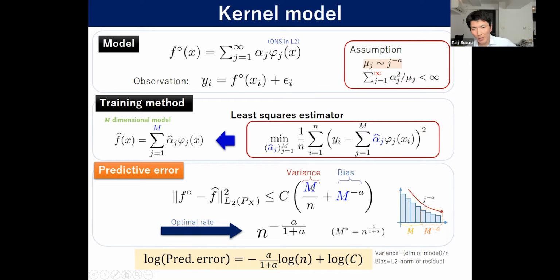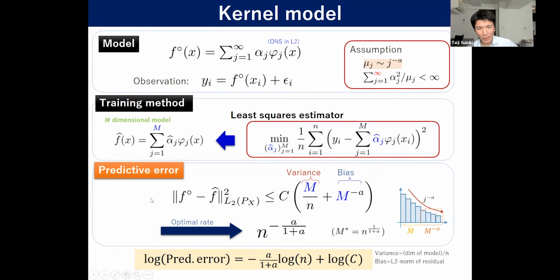Okay, now we balance this bias and variance. Then the optimal model size, the optimal dimensionality of the model, could be like this: m to the 1 over 1 plus 2a. By substituting this optimal m into these expressions, you get the optimal rate of the estimation error like this, n to the minus 2a over 1 plus 2a. So we see the polynomial order convergence of the predictive error.